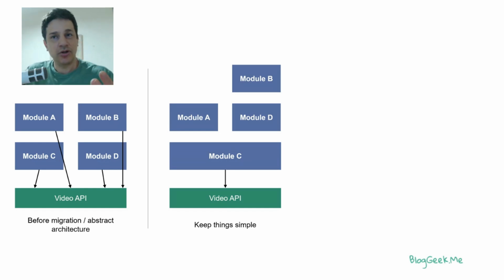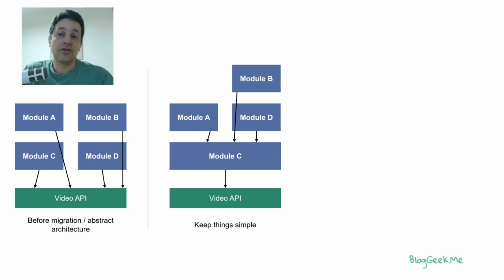All the rest of the modules are going to interact with module C if they need to access the video API. So I would need to have some kind of an interface or an API in module C that module A or B or D are going to call, and that would be siphoned into the video API.